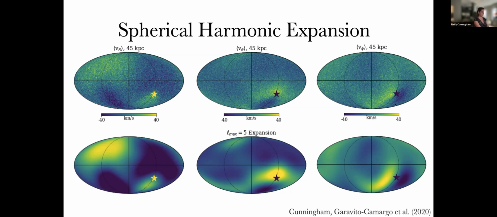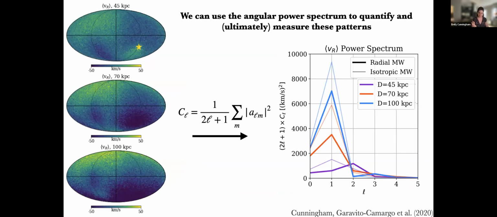So this is nice that we see that a low order expansion is capturing the features in this map, but what we really want to do is put a number on some of these things. And so we can use the angular power spectrum in order to quantify and then ultimately have a way of measuring these different patterns that we see in the simulations. So here I'm just showing radial velocity maps at 3 distances out into the halo. So we have radial velocity at 45 kiloparsecs, 70 kiloparsecs, and 100 kiloparsecs. And the power spectrum for each of these maps is shown on the right-hand side, where purple is 45 kiloparsecs, orange is 70 kiloparsecs, and blue is 100 kiloparsecs.